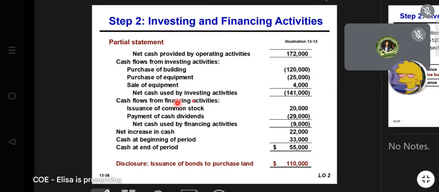So we're done with part 2. Part 3 is cash flows from financing activities. So issuance of common stock, 20,000, and then payment of cash dividends of 29,000. So net cash provided by financing activities. The net increase in cash: 172 minus 141 minus 9, so there was a net increase in cash of 22. And then cash at beginning of the period, which is 33, so cash at end of the period is 55,000.